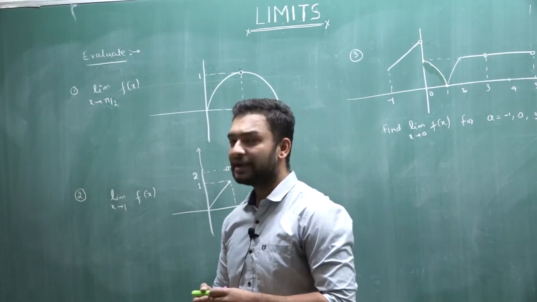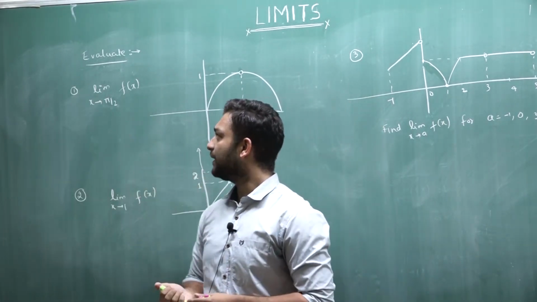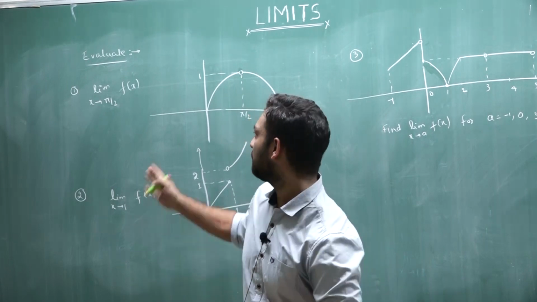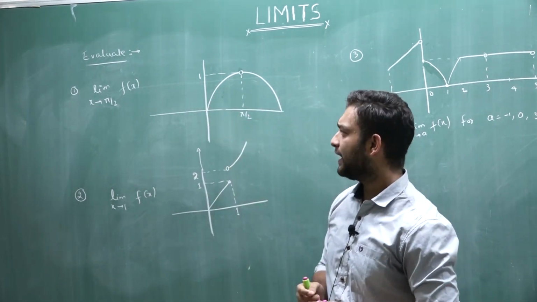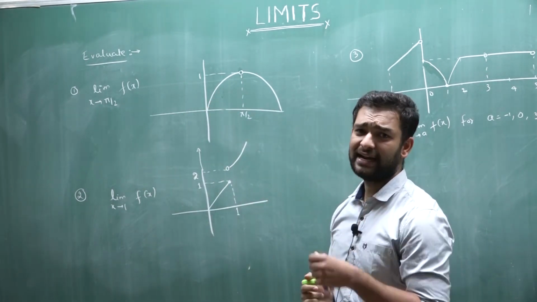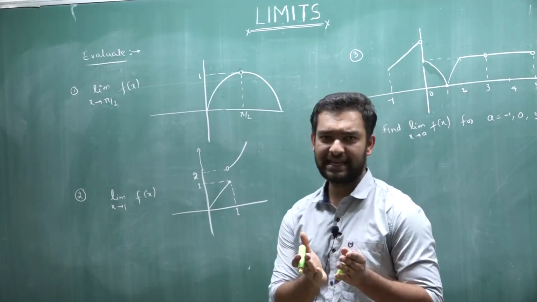Okay, so we'll look at some examples here. First example is limit x tending to pi by 2 of f of x. The graph of f of x is given to you here. We have to find the value of the limit when x is tending to pi by 2. Again, we'll go with the same approach.